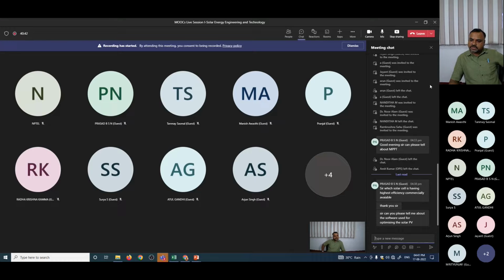So your question is something like, can you please tell me about the software used for optimizing the solar cell PV? There are many softwares, but for solar cells, normally we can do some theoretical study, but no one will believe your theoretical study. So we need experimental observations mostly.